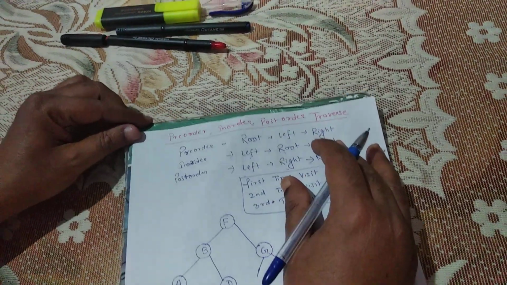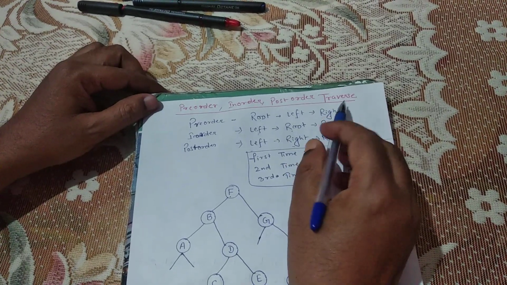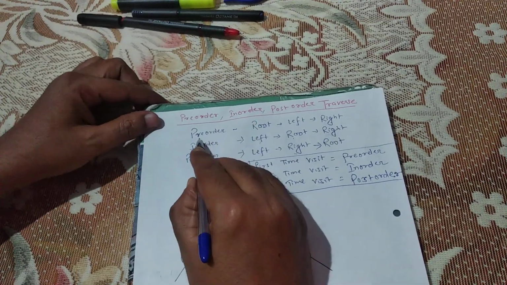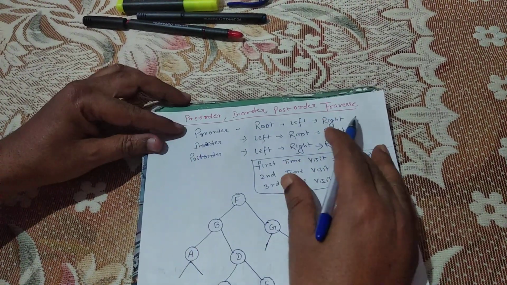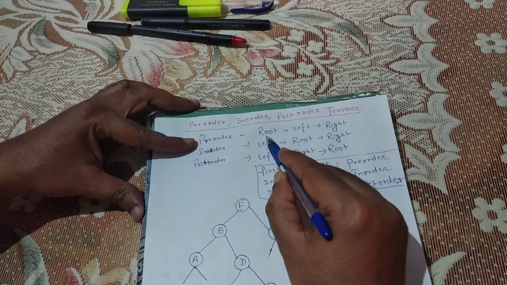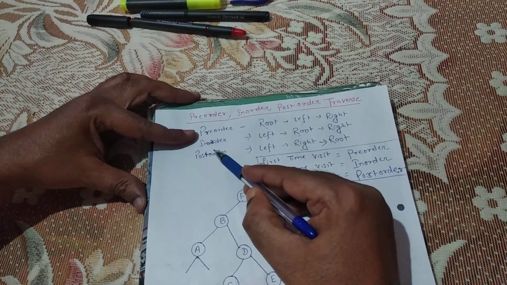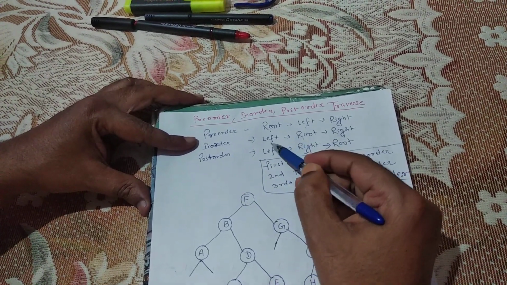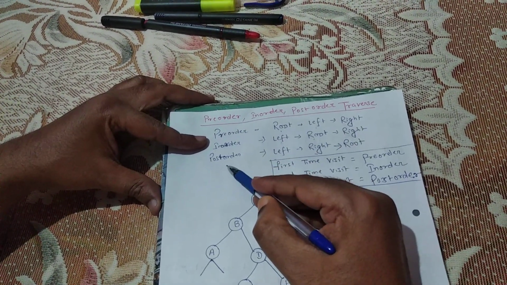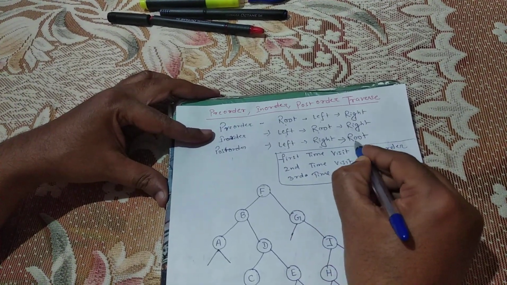Hello students, today I am going to discuss how we traverse pre-order, in-order, post-order traversing. So what will be the process? If you want to traverse pre-order, the norm is first to visit the root, then left, then right. In-order traversal: first visit left, then root, then right. And in post-order traversal, the norm is left, right, root.